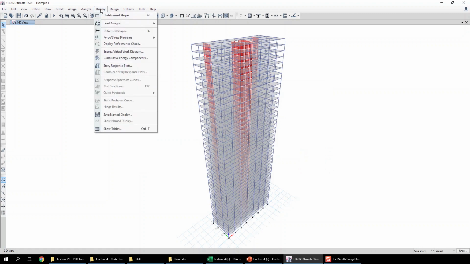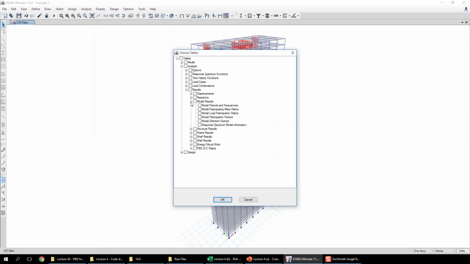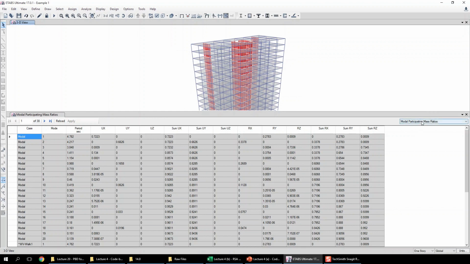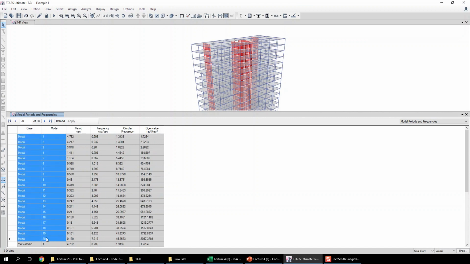First I will show you the modal properties, and those properties will be used to calculate the individual modal responses manually in my Excel sheet. So you go to tables and then analysis, then results, and maybe the modal results first. In that case I can check modal periods and frequencies, and I can also check the modal participation mass ratios. So I click OK, and here I can see first the modal periods and frequencies. These are the first 20 modes which I have calculated using eigenvalue analysis.